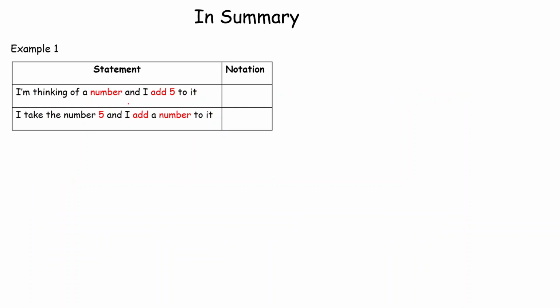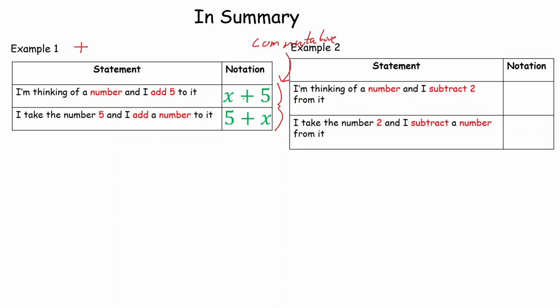So in summary, we went through 4 examples. The first one was looking at addition problems. I'm not going to read them out again, but you can read them yourself. We saw the first one we could write as x plus 5 and 5 plus x, and we said that these are commutative, because no matter which way around they go, they give you the same thing.